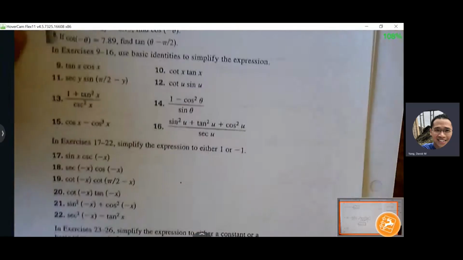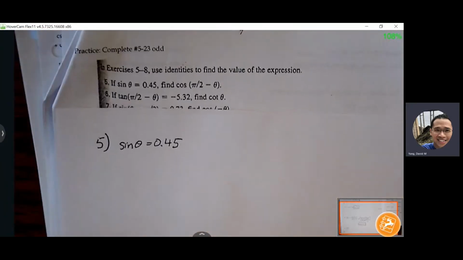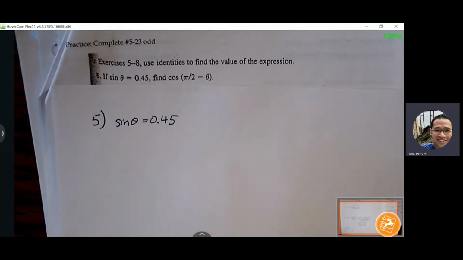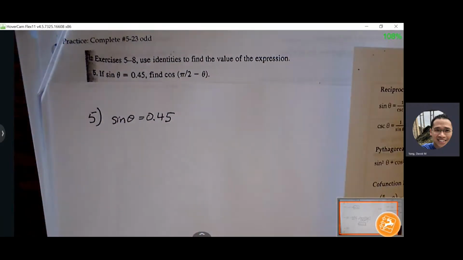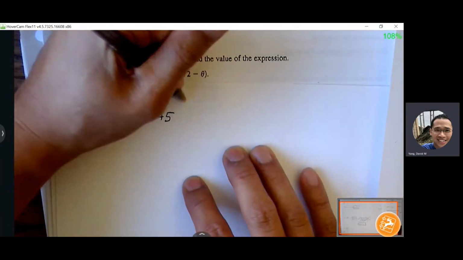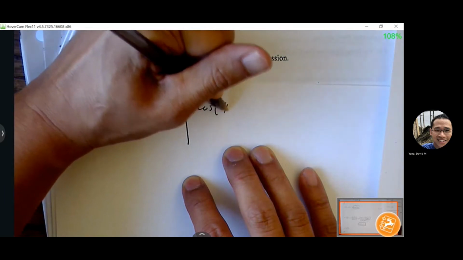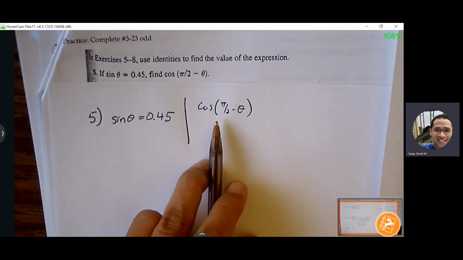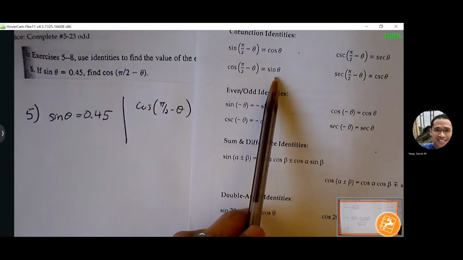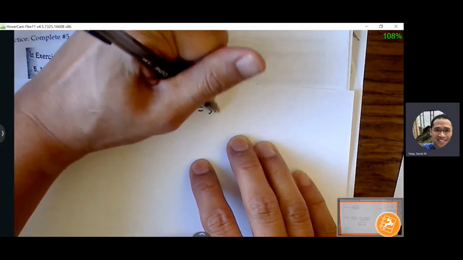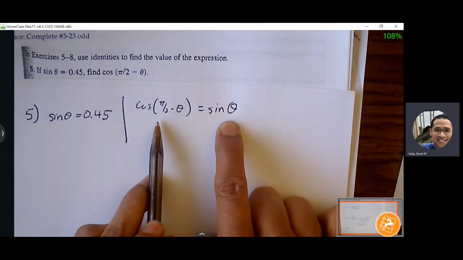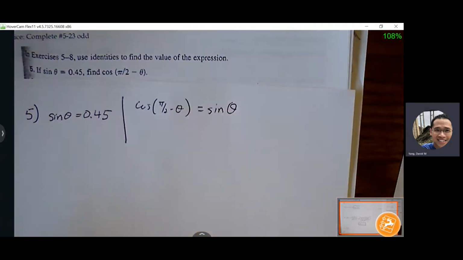Okay. So page 7, let's start with number 5. Sine of theta equals 0.45. Find cosine of pi over 2 minus theta. Let's see. We know cosine of pi over 2 minus theta is the same thing as sine of theta. And if sine of theta equals 0.45, then this must be equal to 0.45. So no changes there.